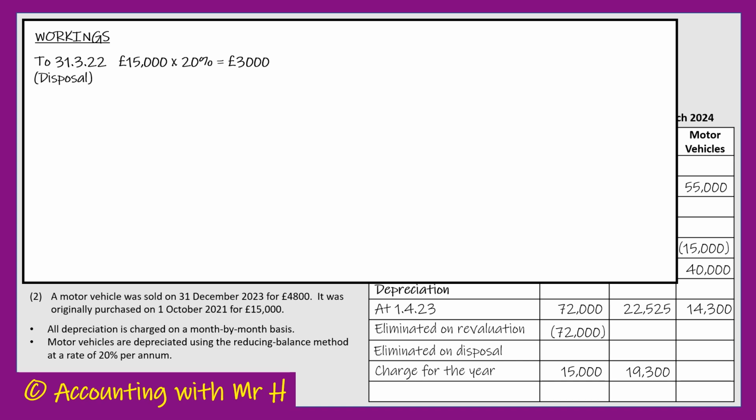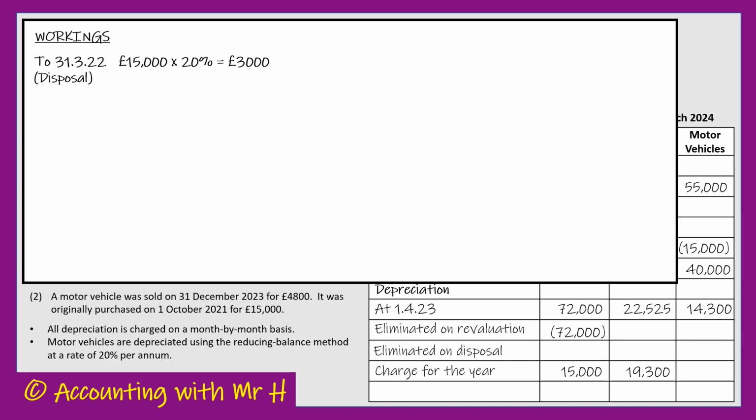So on the 31st of March 2022, the company would have worked out the net book value. So they would have taken the cost, which is £15,000, and taken away any depreciation done to date. But there wouldn't have been any because they only just bought it during that year. So the net book value would have been £15,000, the same as the cost at this point. They would have found 20%, and that would have given us a depreciation of £3,000, as you can see there.